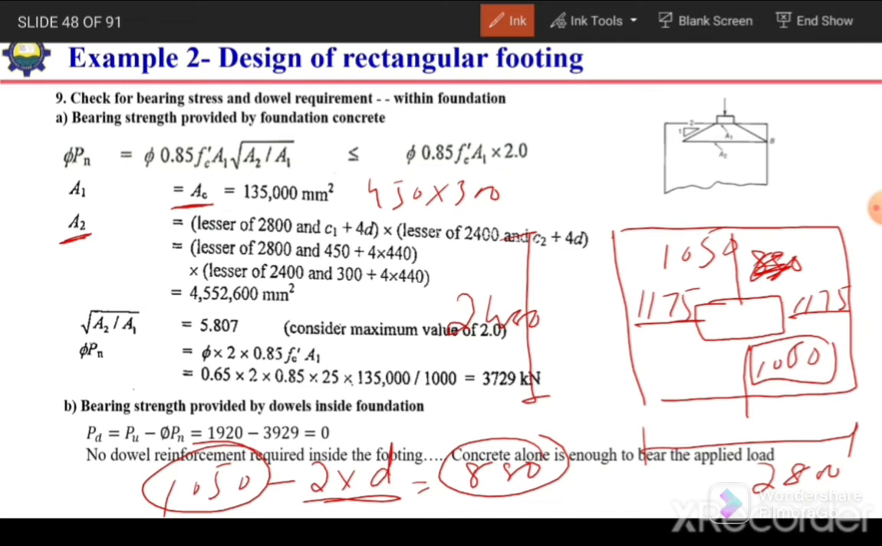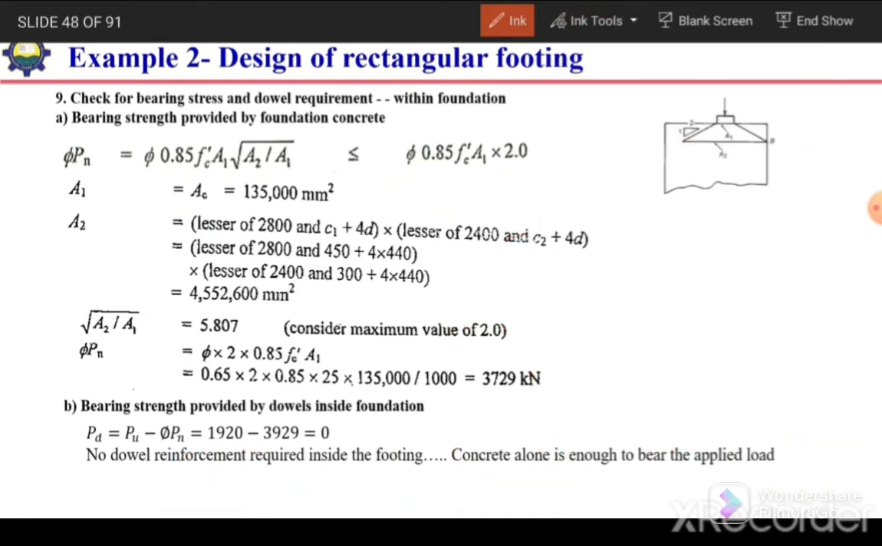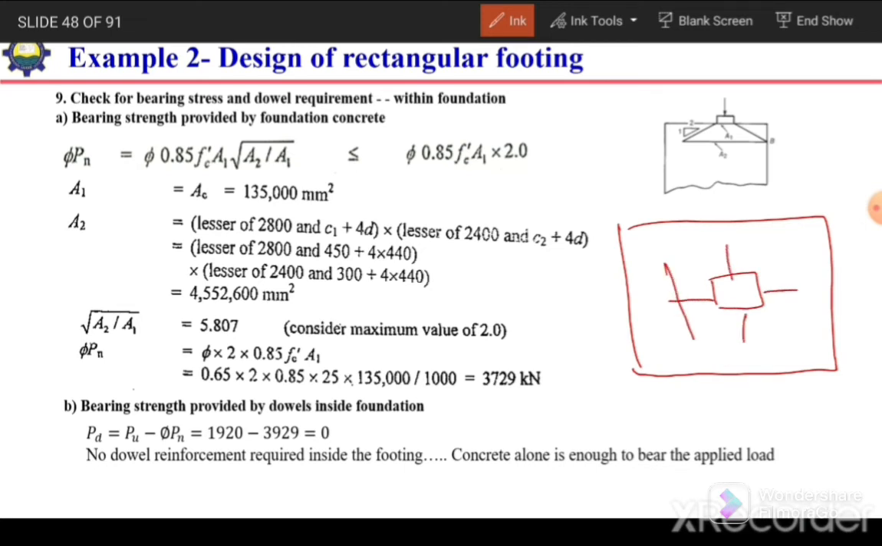Now we need to calculate the area at this level, which will be equal to, if this is the column over here, 880 on this side, 880 on this side, 880 and 880.